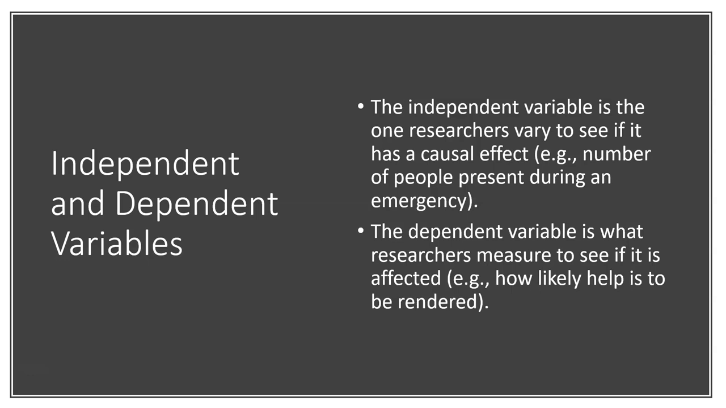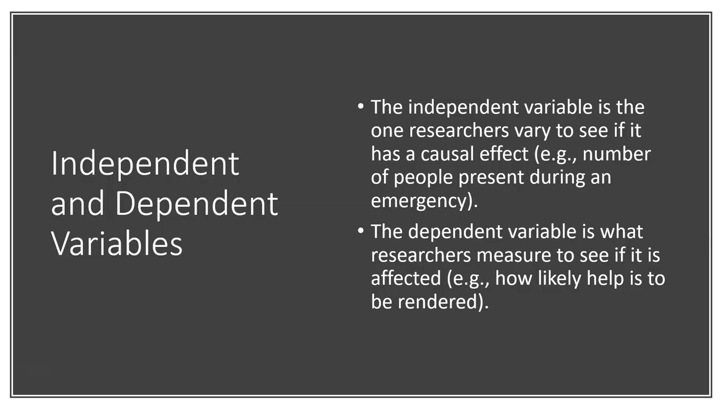That's one way of looking at it. The independent variable is the presumed causal variable. It's the variable that you think has some sort of influence over other variables. And that's why those other variables are called dependent. So they're dependent on the level of the independent variable.